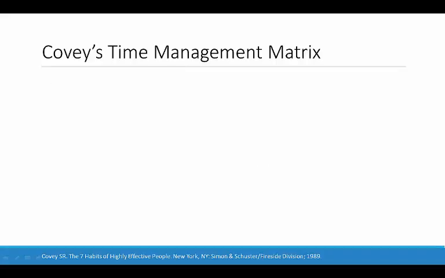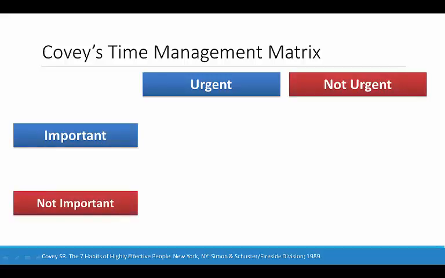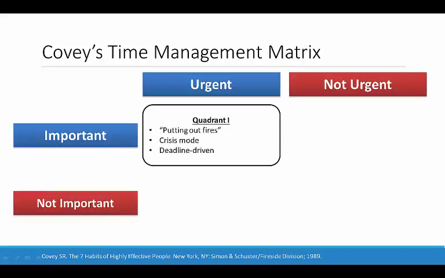Now, Stephen Covey, who wrote The Habits of Highly Effective People, has a nice little time management matrix that's easy to follow. He breaks things up into things that are urgent and not urgent, and important and not important. Pretty simple, right? When he builds his matrix, you can imagine things that are in the urgent and important quadrant, or quadrant one.